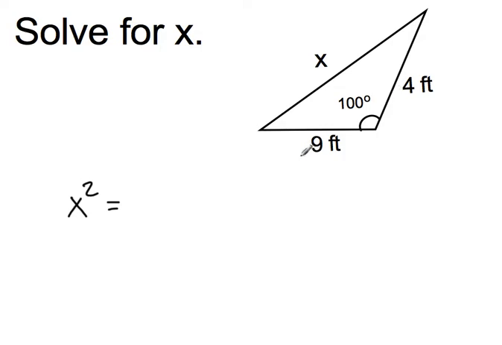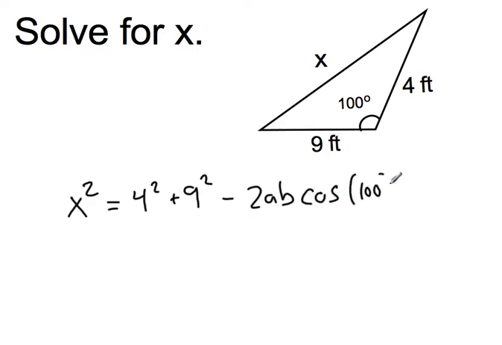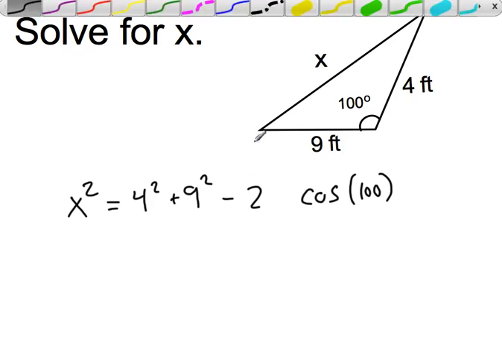Okay, these two are interchangeable. It doesn't matter what order you put them in, because you're just going to add them, which is commutative, and then you're going to multiply them, which again is commutative, so it doesn't matter. And then we're going to multiply that times the cosine of 100 degrees. We actually do know the values of a and b. I just put in a and b, but we know that this is 4 and 9, so 2 times 4 times 9.